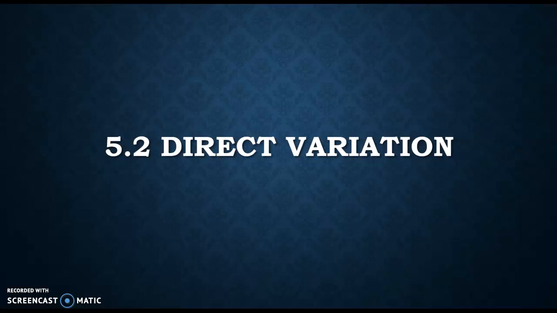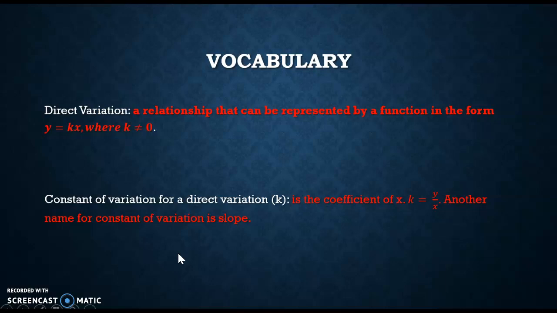All right, so now we're going to start taking that information we know about slope, and we're going to use it to go into some direct variation, which is basically just a certain form of a linear graph. So here's some vocabulary. Go ahead and pause, write down the words, and we will talk more about that.